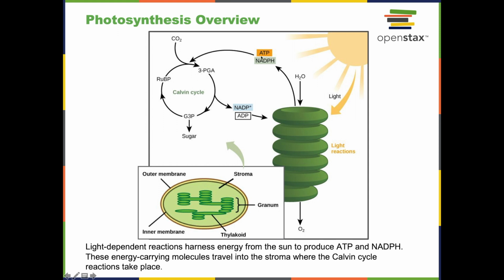These molecules are going to provide the energy so the cell can capture CO2 into the Calvin cycle and then turn it into G3P, which is going to go and become glucose. Now, the Calvin cycle reactions happen in the stroma.